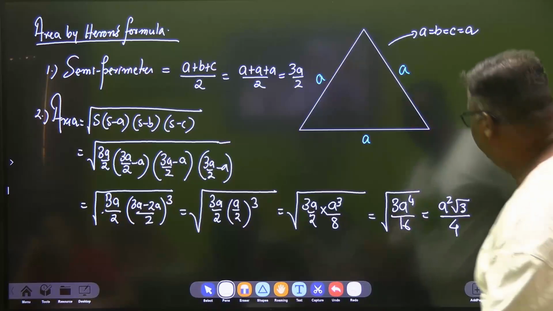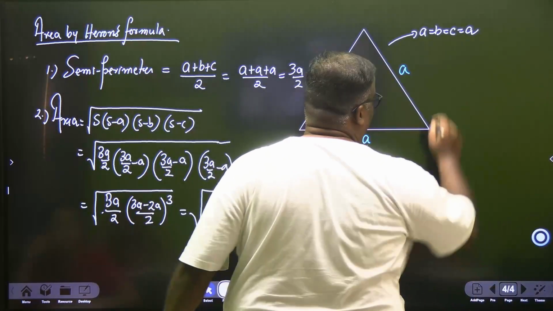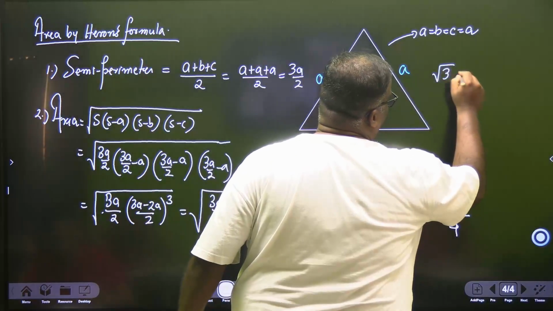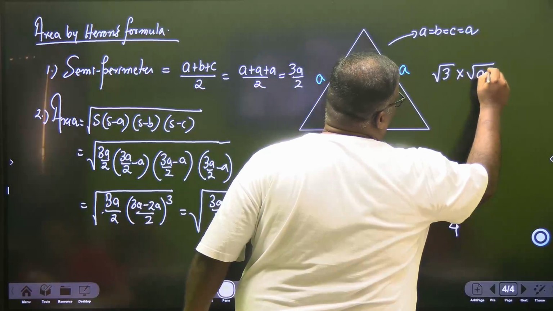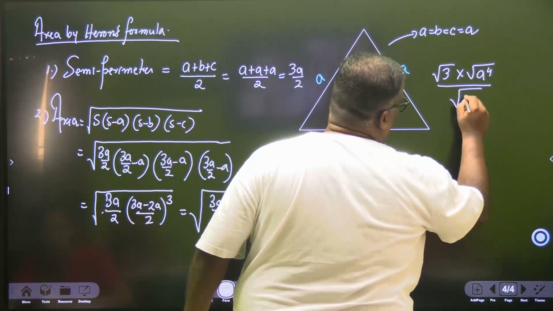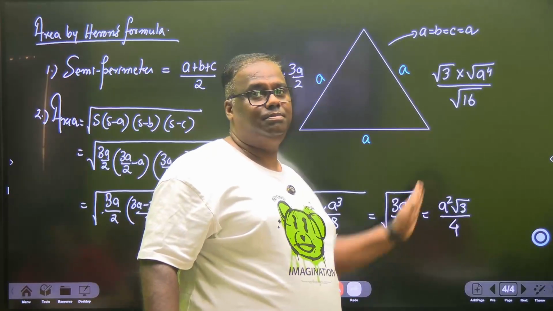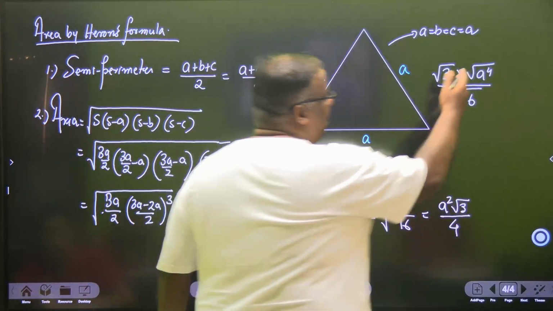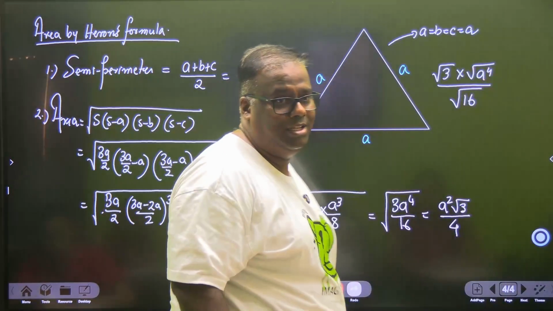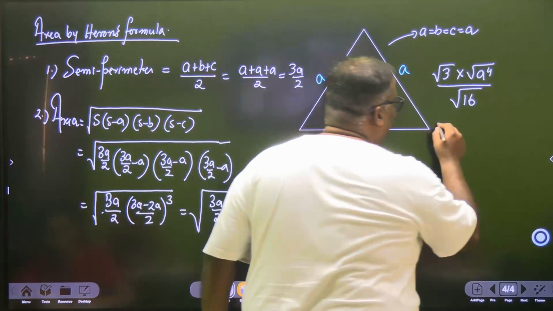Arey, darling. This thing can be written as root 3 multiplied by root A to the power 4 by root of 16. Can I do it or not? Grade 8 stuff. What is A to the power 4? A square squared.